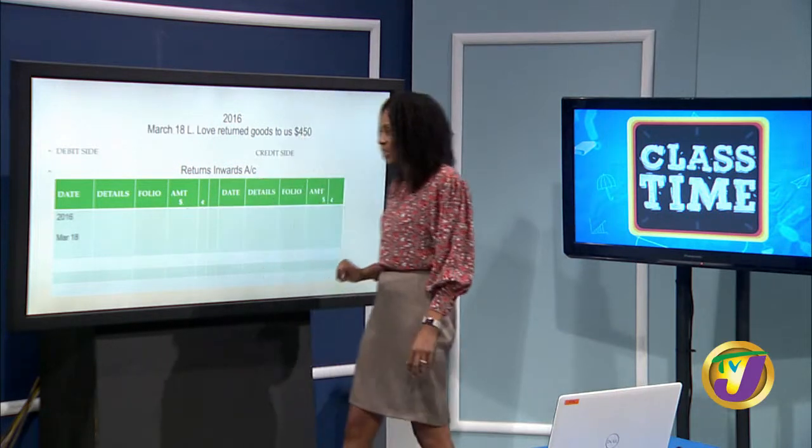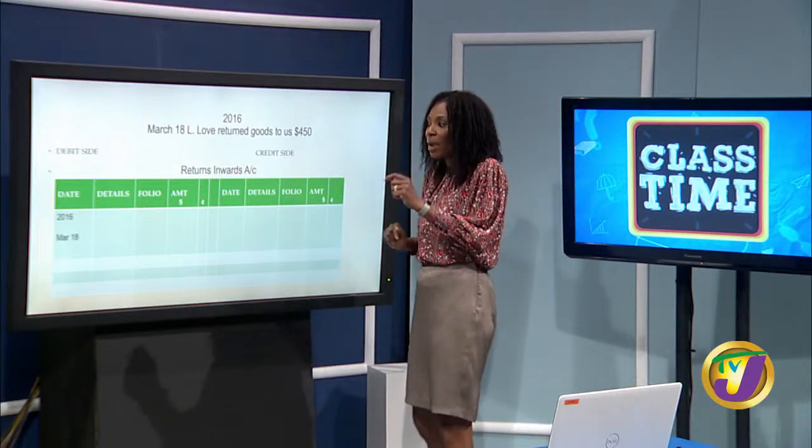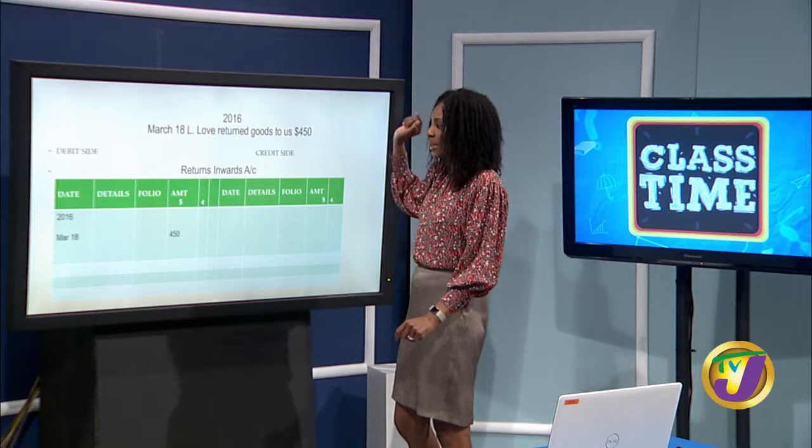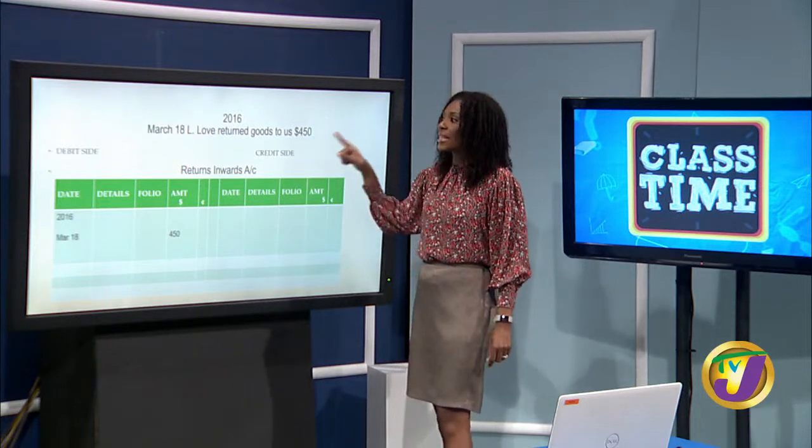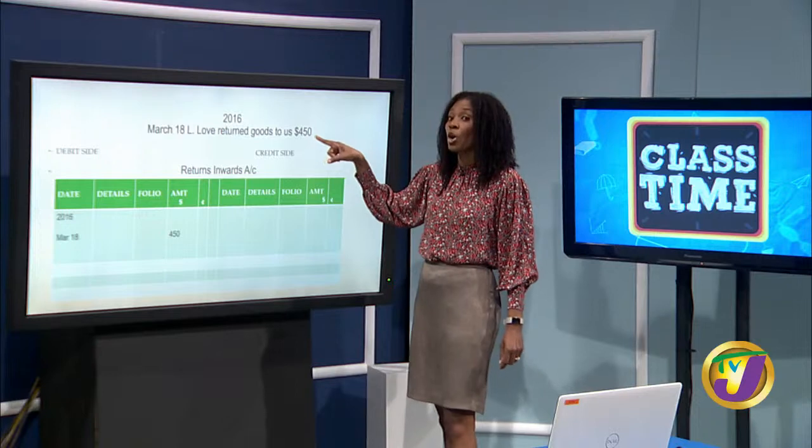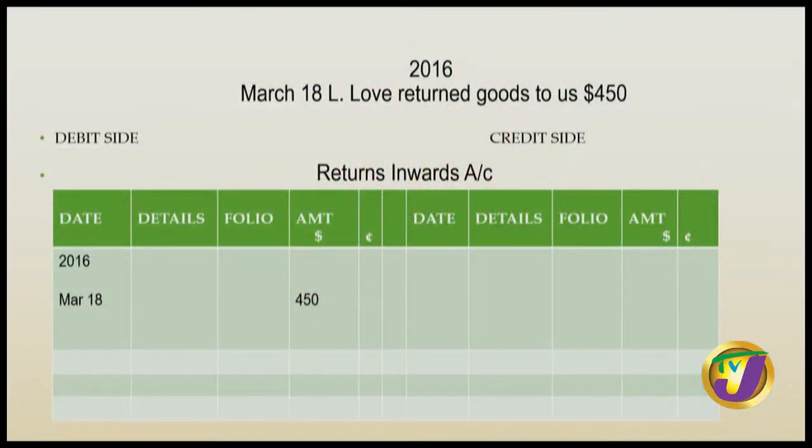2016 March 18, you see that in the date column. 2016 March 18, debit side. The amount of goods that Love returned to us valued $450. So in the amount section, you're going to record $450. Details column here is blank. What should I write? Come on, child, pay attention. What should I write? I'm in the returns inwards account. The name of the corresponding item or the other item that was affected, which is what? Love. Look for the nouns. Love. So in the details, I'm going to put Love.